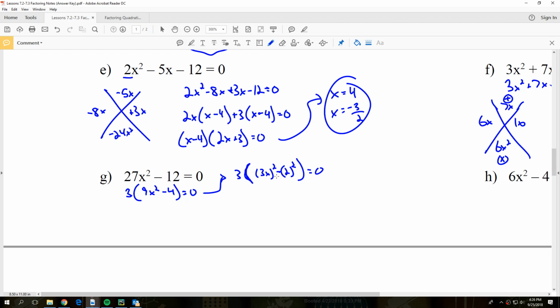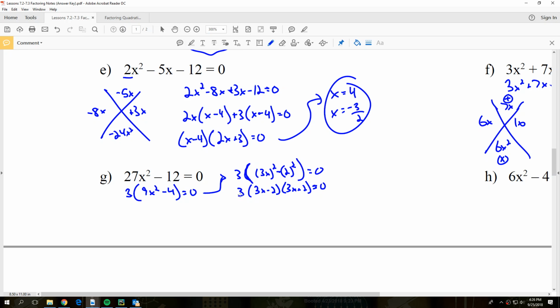So anyway, when I break this up, it is simply 3 times (3x minus 2)(3x plus 2) equals 0. I have 3 things equal to 0, and by the way, you could divide this by 3, which is what you should do, because 3 cannot equal 0. You could say, oh yeah, I've got 3 solutions, 3 is equal to 0. Well, that's not true, right? So it's not a solution.